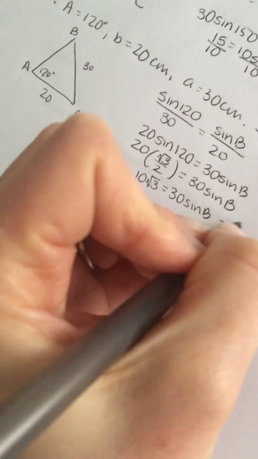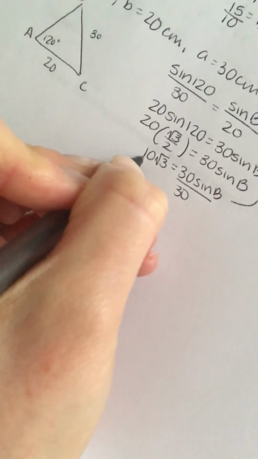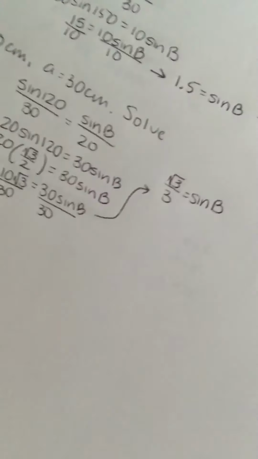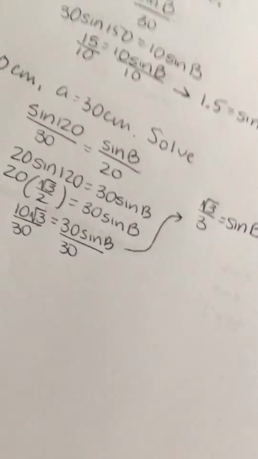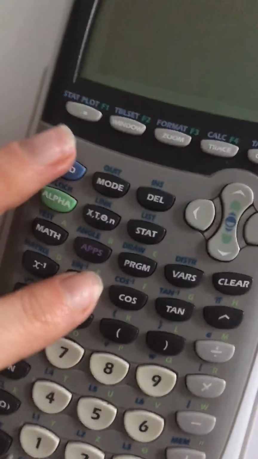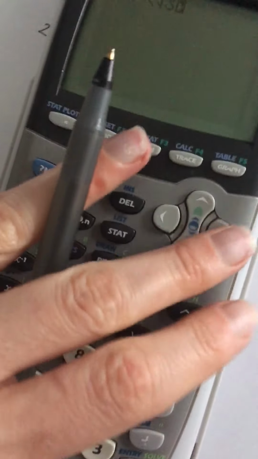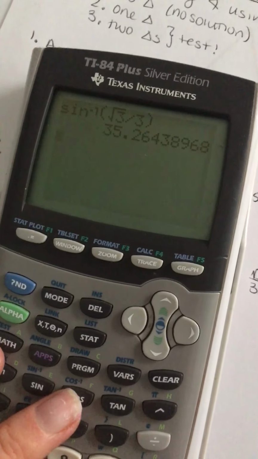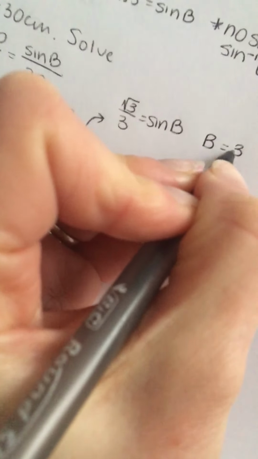So we would dividing both sides by 30, get 10 root 3 divided by 30, which looks like root 3 over 3 is equal to sine of B. Once again, this is all going to be done in your calculator, but I want to keep all this stuff fresh because we don't use it at all in this section or in this unit. All right, so we're going to do the inverse. Sine inverse of root 3 divided by 3. Okay, 35.3 degrees. So B is equal to 35.3 degrees. Cool.